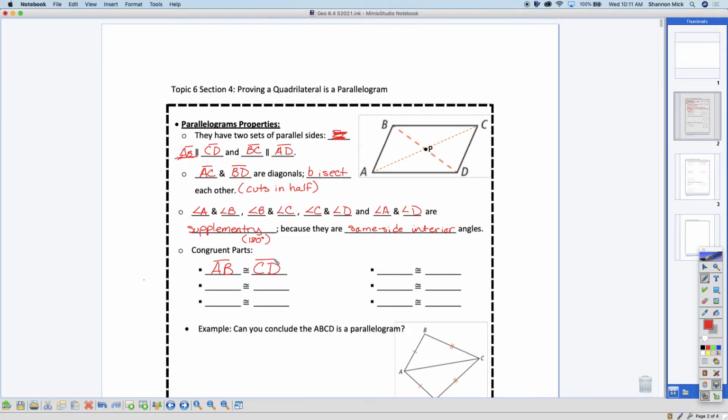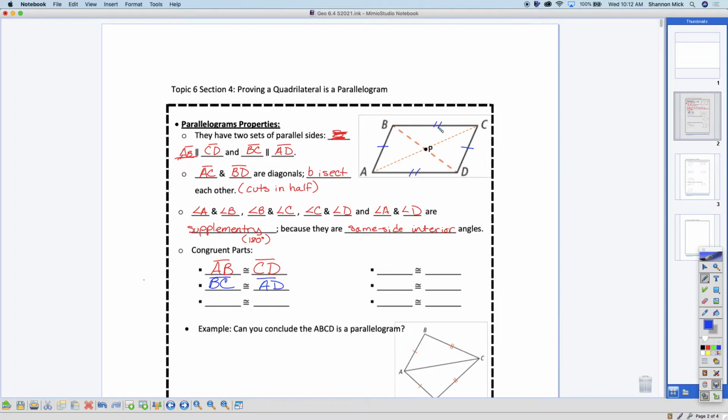And I'm going to mark it. We probably should go blue, huh? BC is congruent to AD. Blue, blue. So I got to use 2 on that one, right?